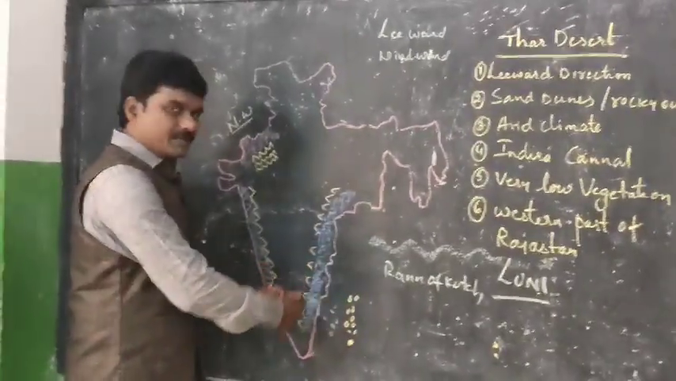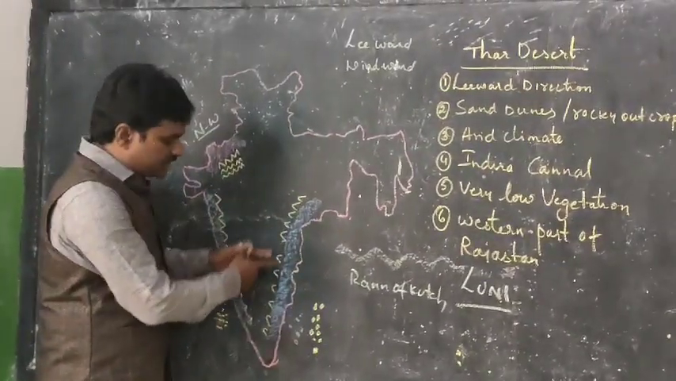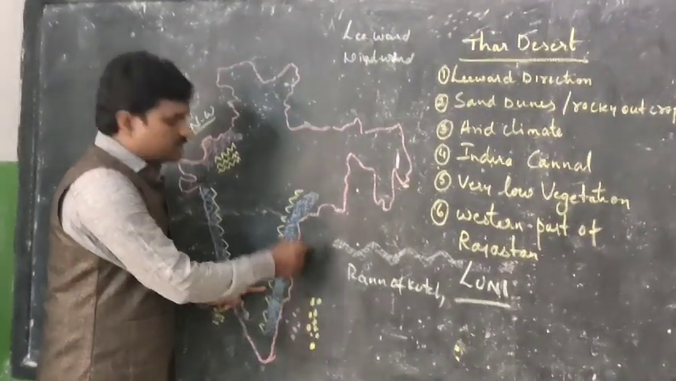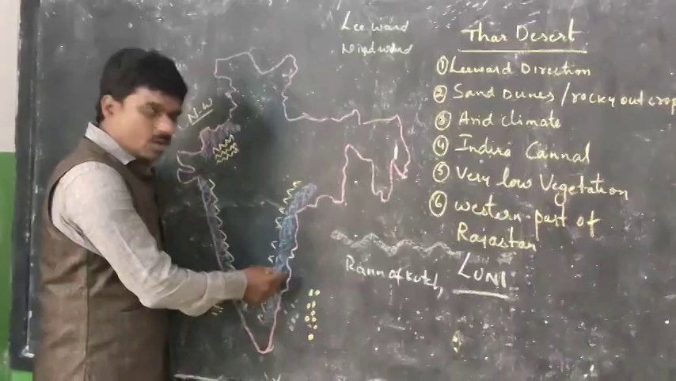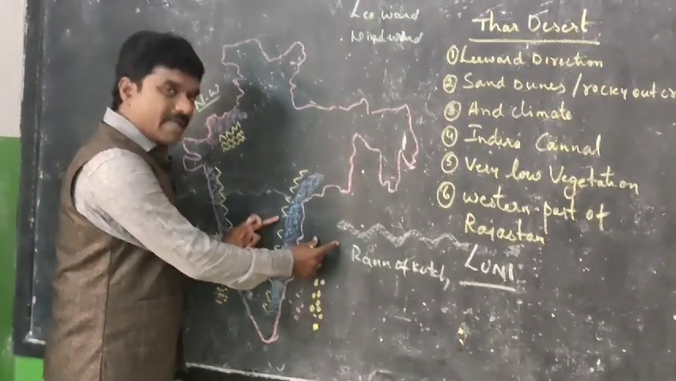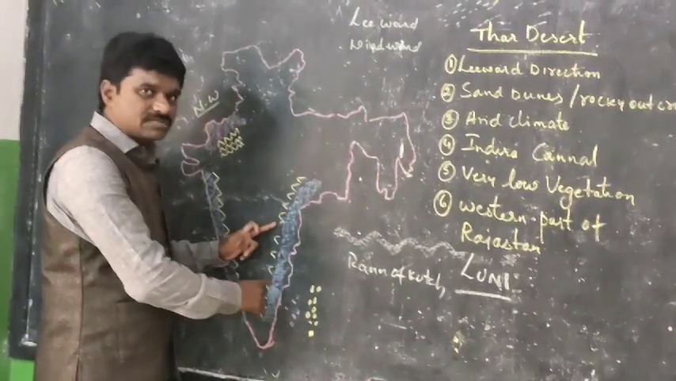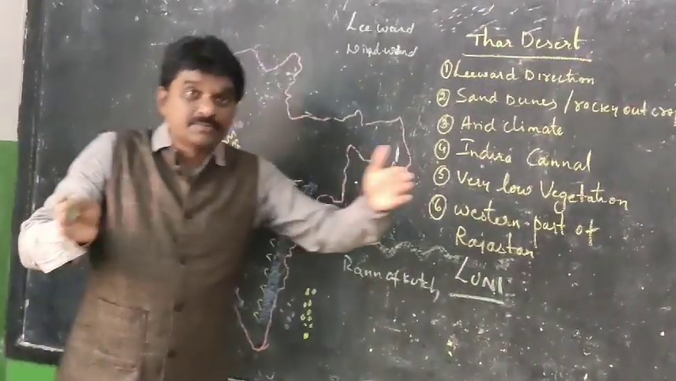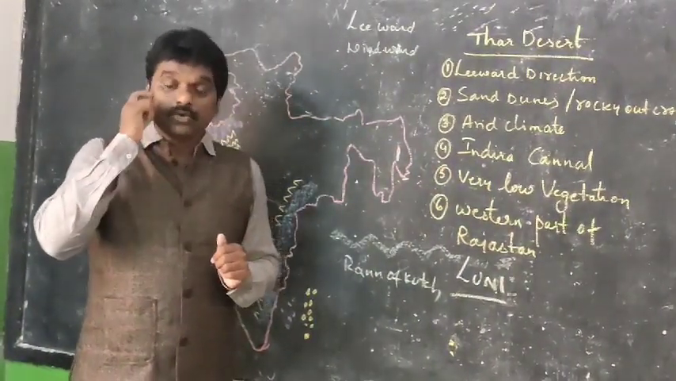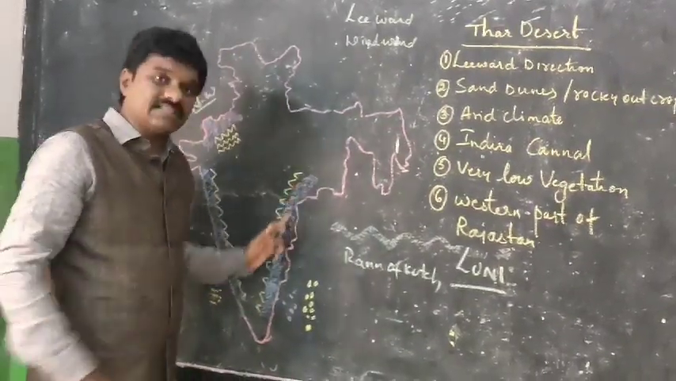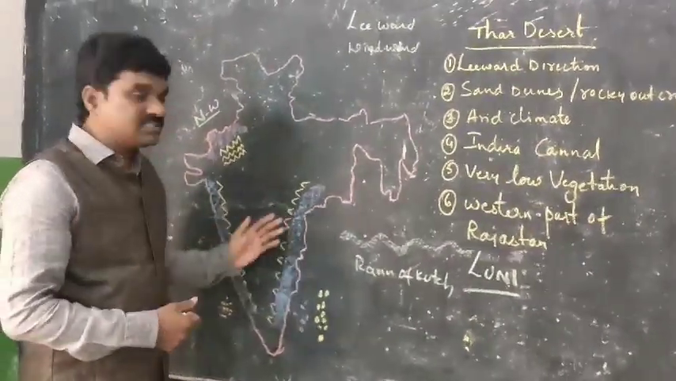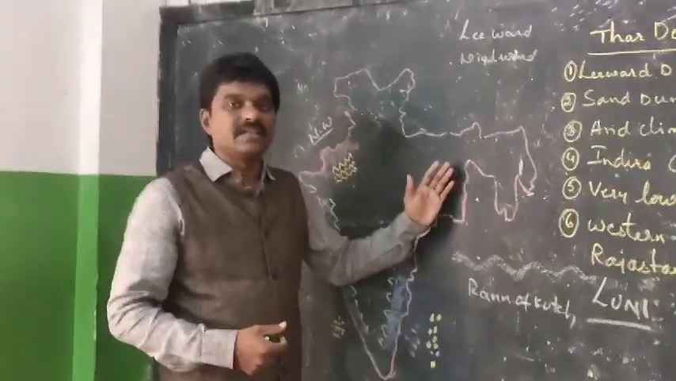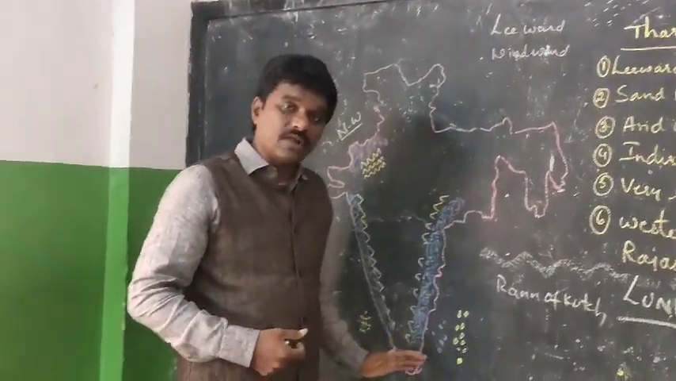This East Coastal Plain is located between the Eastern Ghats and the Bay of Bengal. The coastal plain located between the Eastern Ghats and the Bay of Bengal is called the East Coastal Plain, and compared to the West Coastal Plain, the East Coastal Plain is broad. You can find many rivers in the East Coastal Plain, and this plain stretches from the Mahanadi River Basin in Orissa to Kanyakumari.